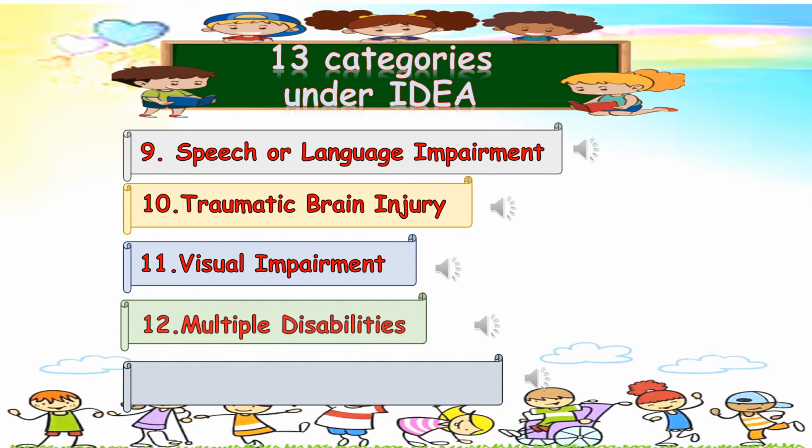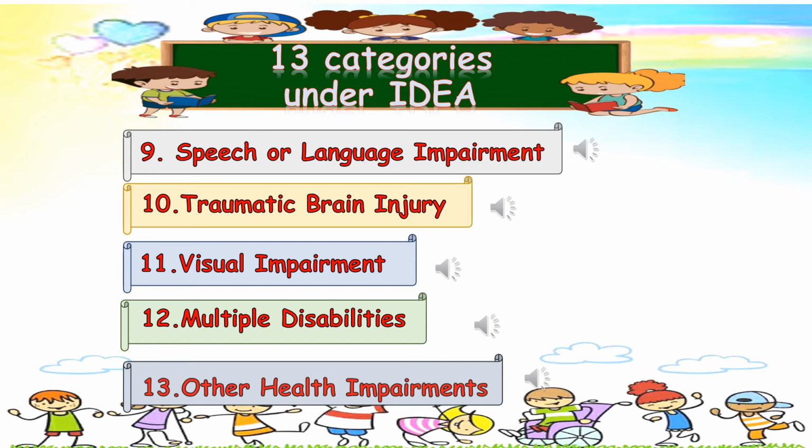Next category is multiple disabilities. A child with multiple disabilities has more than one condition covered by IDEA. Having multiple issues creates educational needs that can't be met in a program designed for just one disability.